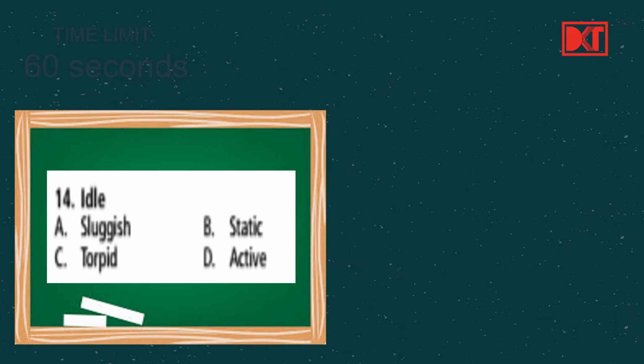Okay, so the next word is idle. Here the options are A. Sluggish, B. Static, C. Torpid, D. Active. Here the antonym of idle is active.